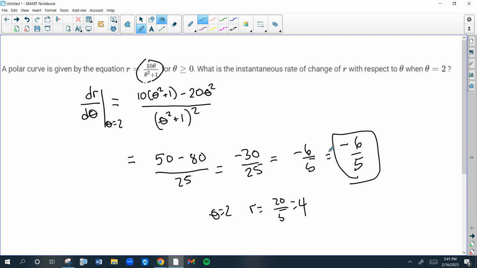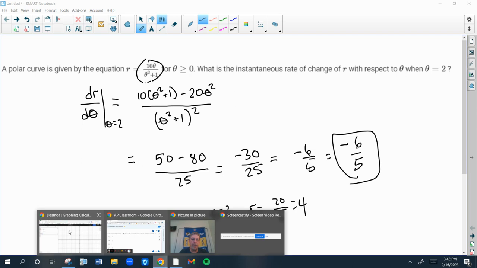According to the derivative, r is decreasing because it's negative. So that means at the moment theta is 2, r must be approaching the origin because this 4 is getting smaller. Not that quickly, but it's getting smaller. So let's look at the graph just to check it out. That's always a good idea, so you have a good overall feeling for this stuff. I thought I had the graph already graphed. I do.